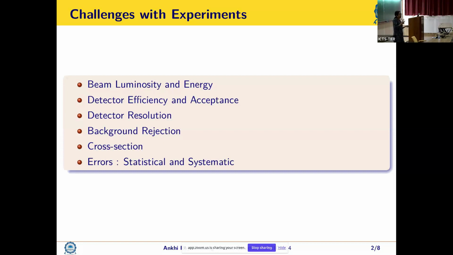If you see an experimental paper, you will see some value, then plus minus something and plus minus something. Most of the time the first is the statistical error, then the systematic error. So any measurement you do, an error is there. As a theoretician, when you look at an experimental paper, you should not see only the average value, you should also see how much error is involved in that measurement.